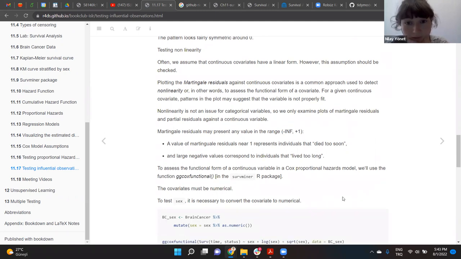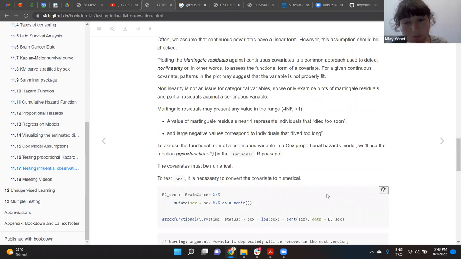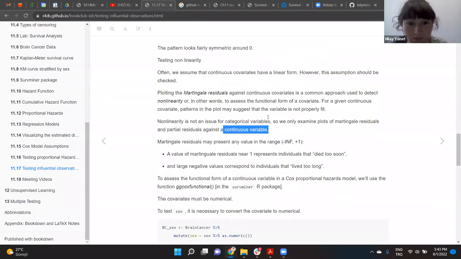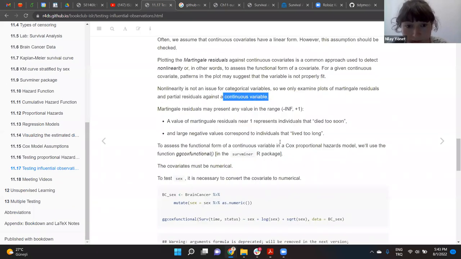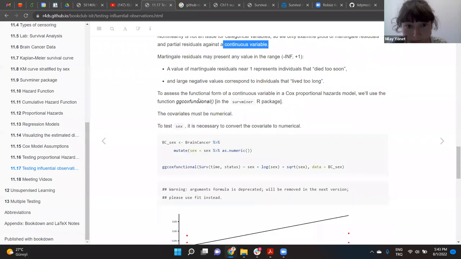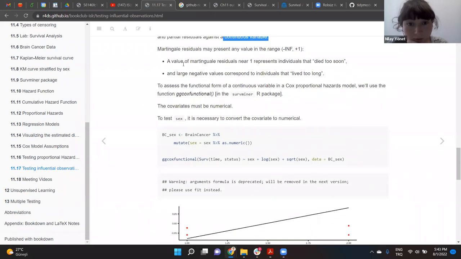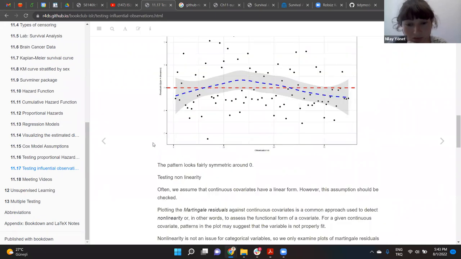Again, martingale residuals against continuous covariates is a common approach. Nonlinearity is not an issue for categorical variables, so we only see it for continuous variables when testing nonlinearity. Martingale residuals near one represent individuals that died too soon, and negative values correspond to individuals that lived too long, just like the positives and negatives here.